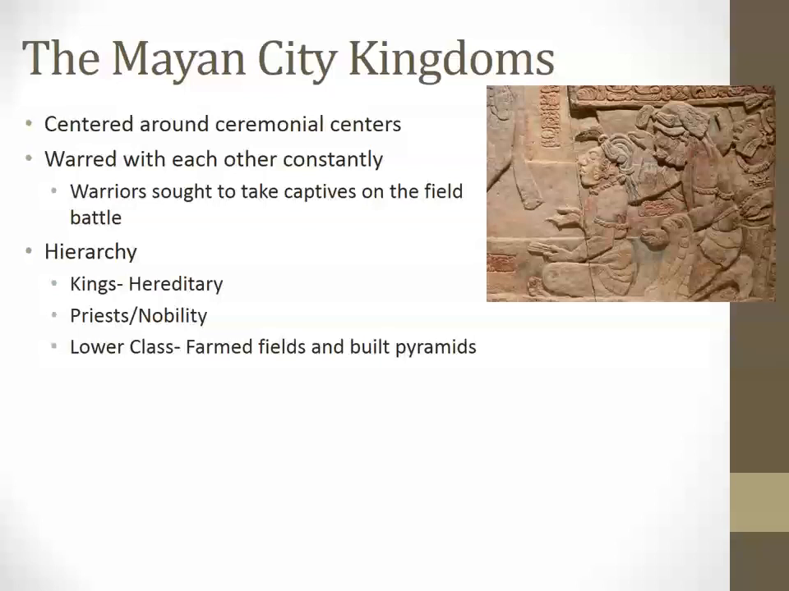The hierarchy in Mayan cities is based on a hereditary kingship associated with a priesthood and a nobility. Though, of course, the lower classes that populated the hinterlands around these centers would have been most responsible for the farming and the building projects that built the Great Pyramids of these peoples. The Great Pyramids that we're going to look at are sites like Tikal, Chichen Itza, and also sites like Palenque.